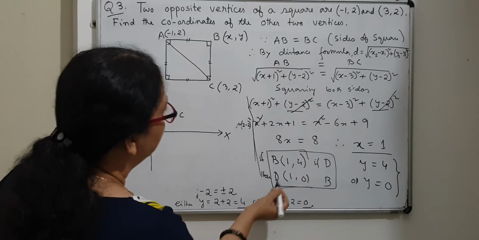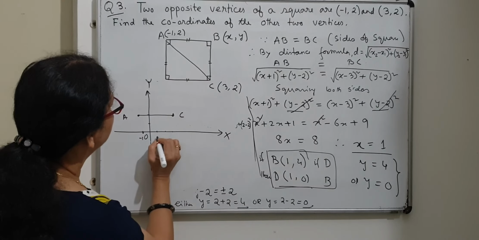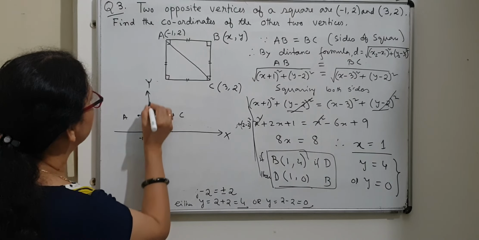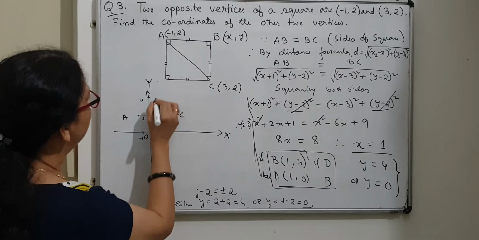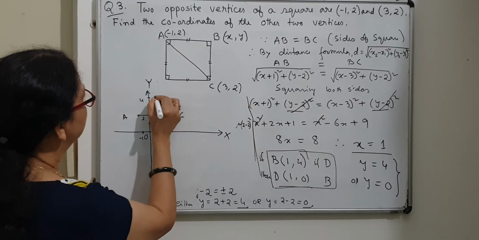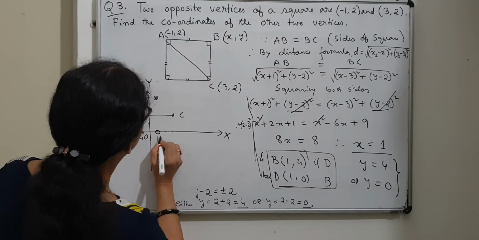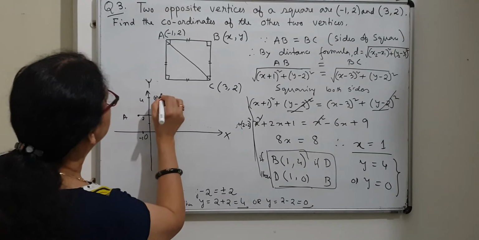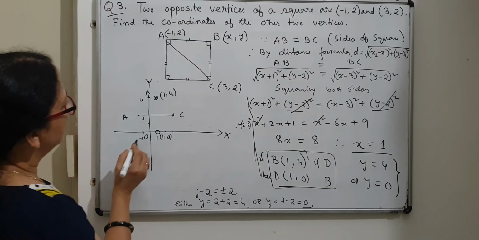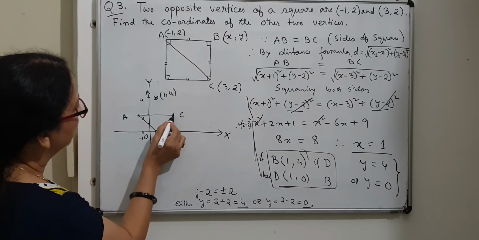Now you see, B is 1, 4, so this was your 1, if it is 2, so 4 will be somewhere here. So 1, 4 is somewhere here, this one, and the other point is your 1, 0, will be this one. This is your 1, 0, and this is your 1, 4. So you see how I am getting the square, you see.